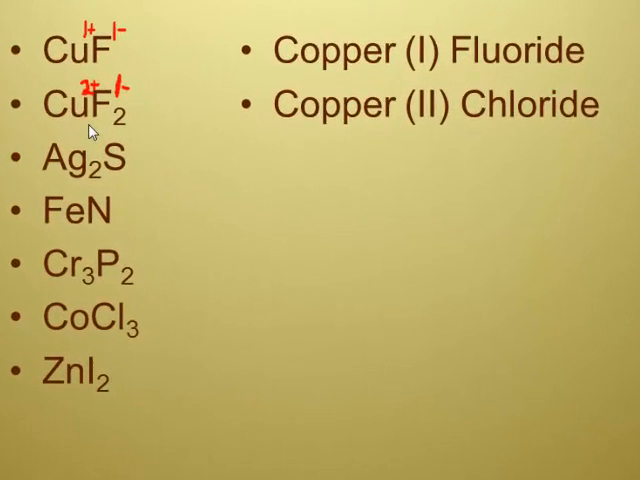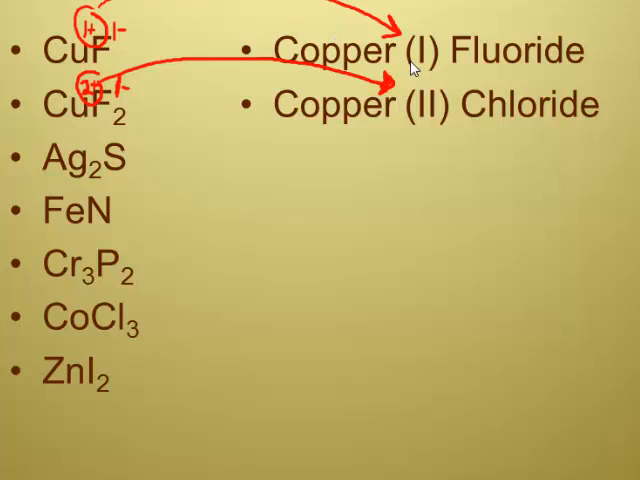Copper 2 chloride. I'm also noticing, Mr. Kane, that when you do your charges, you write the number first and then the sign. That's usually what we do in chemistry. It's good practice. And notice here, this is the one that's being talked about, copper 1. It's the charge of the transition metal, not the charge of fluorine.